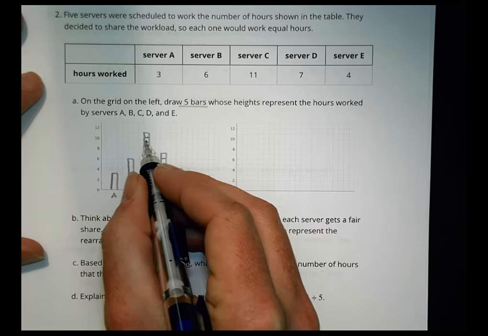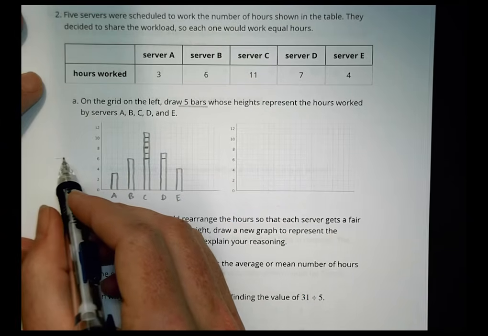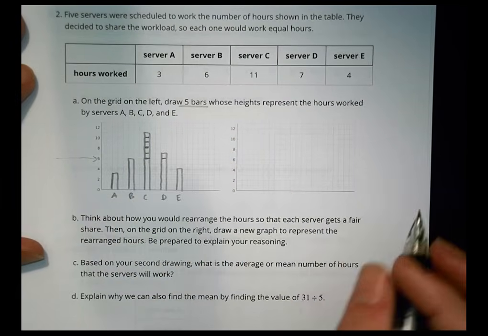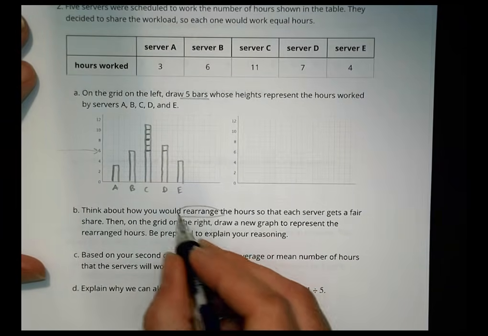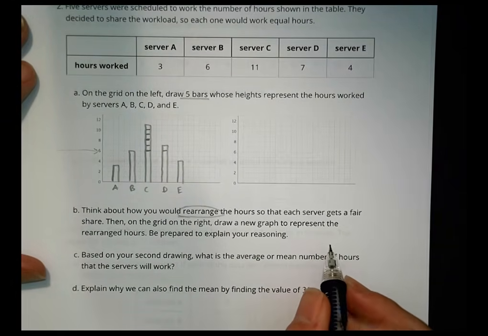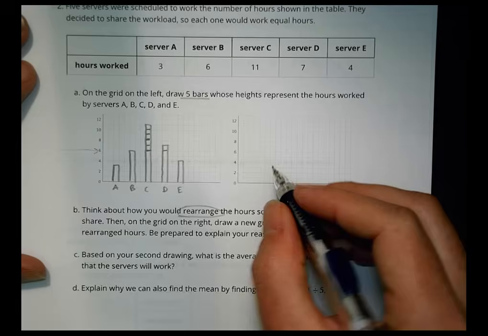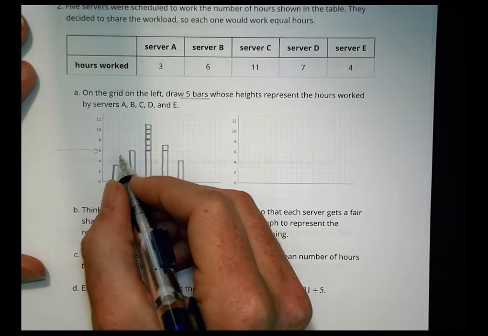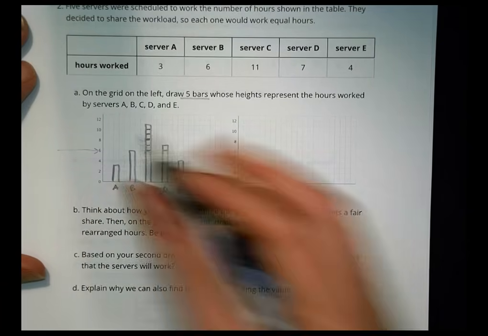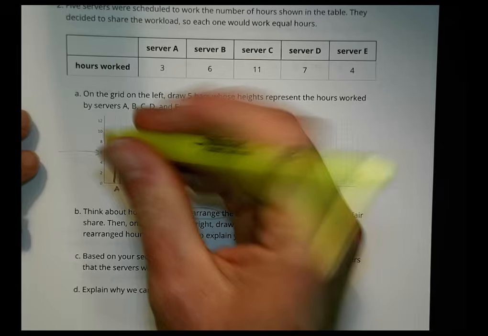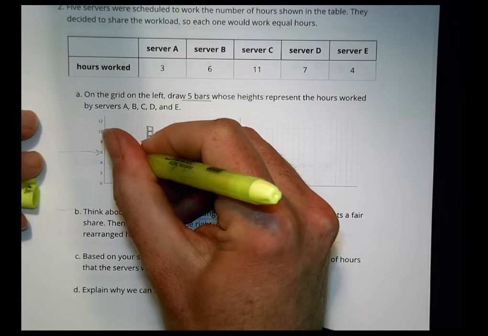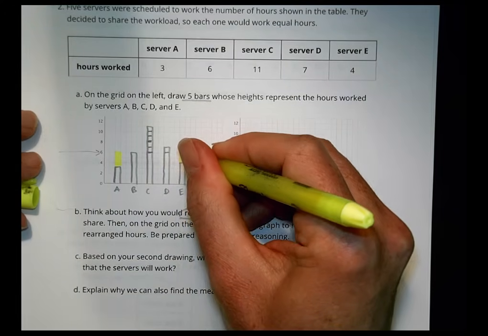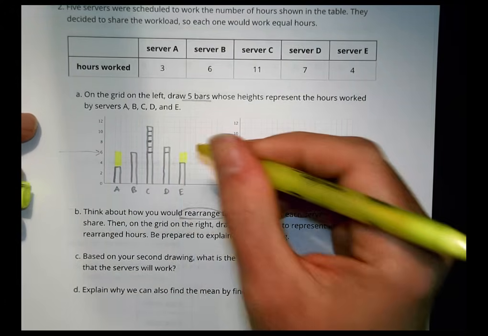One thing I notice is that I'm kind of on an average line somewhere about 6, it looks like. So what I want to do is think about how you would rearrange the hours so that each server gets a fair share. Okay, so if I think about A, if I'm going for this line right here, A is about 6 blocks short, right? So 1, 2, 3, 4, 5, 6. I'm about 6 blocks short from being equal there. And E is about 2 blocks short from being equal there.